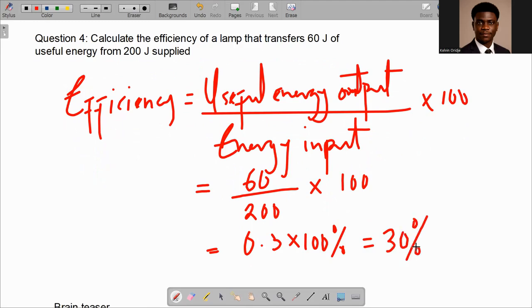So the efficiency of a system is always less than 100%. There's no system that produces an efficiency of 100%. So if you're getting anything above 100%, know the answer you got is not correct. It's supposed to be below. The closest it can be is 99.9, but it can't be 100%. So that is it for that question.